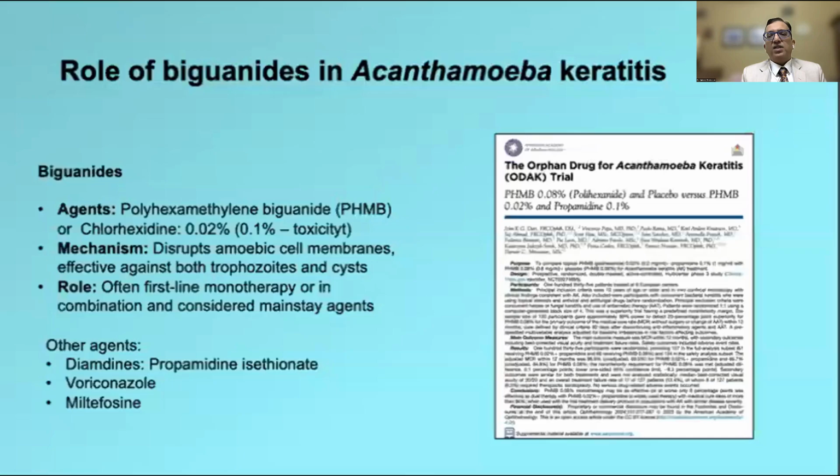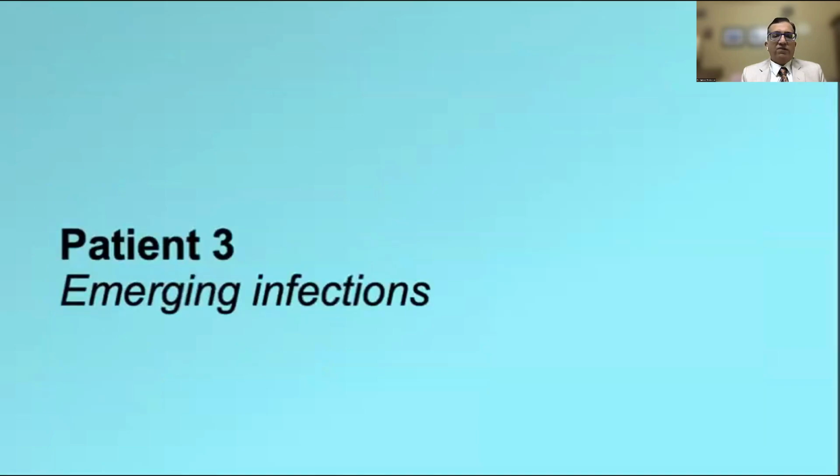So we didn't have any RCTs for acanthamoeba keratitis before. Other agents are the diamidines, propamidine, but if you don't have access to it, chlorhexidine and polyhexanide are fine. If you don't have access to any of these three, then you can try voriconazole and oral miltefosine. We don't have access to oral miltefosine, so my experience with the other drugs is very limited. But we have been using chlorhexidine for a long time, and you can get a very good outcome with either chlorhexidine or PHMB. So let us come to the third infection.